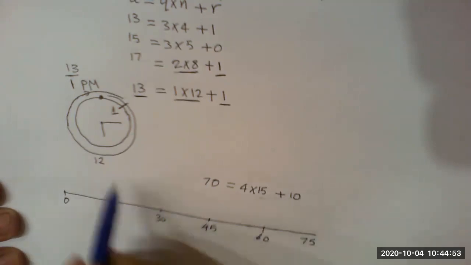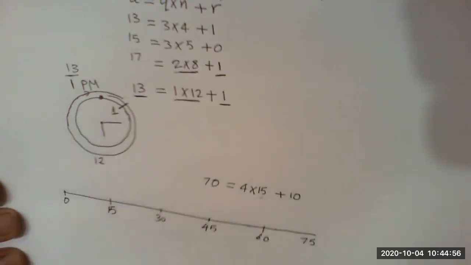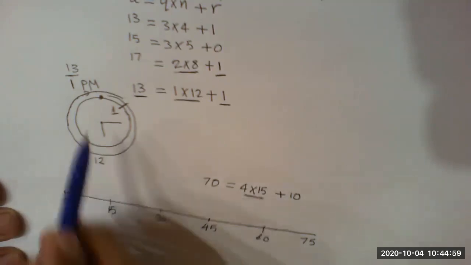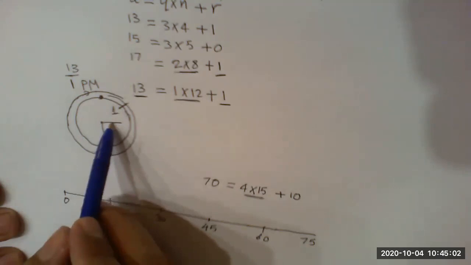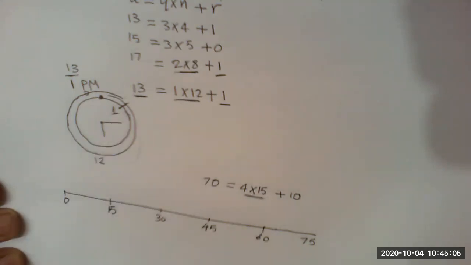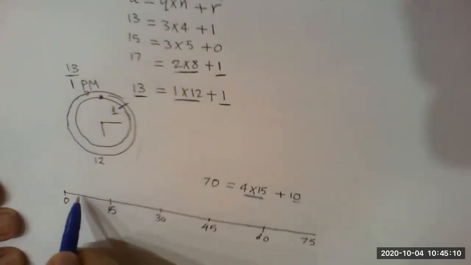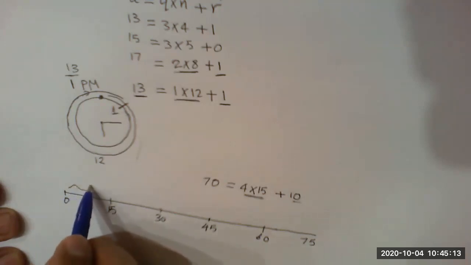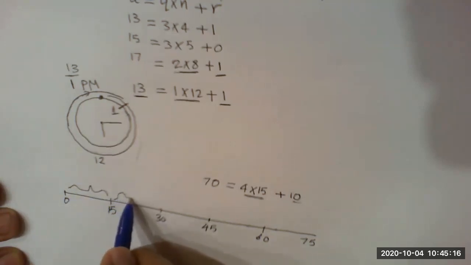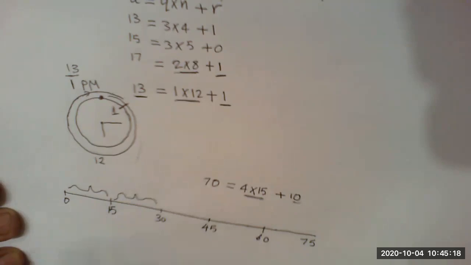So I have 4 rounds of 15. I'm rounding, but with 15, not 12, this time. I'm rounding 4 times with 15 and then adding another 10. You can say I have the first round here, the second round here, the third round here, the fourth round here, and plus 10. I have also 10 here. This is the remainder.